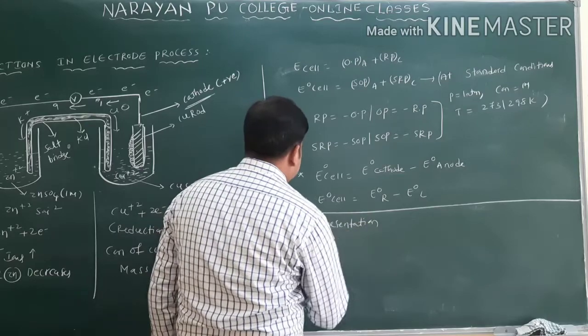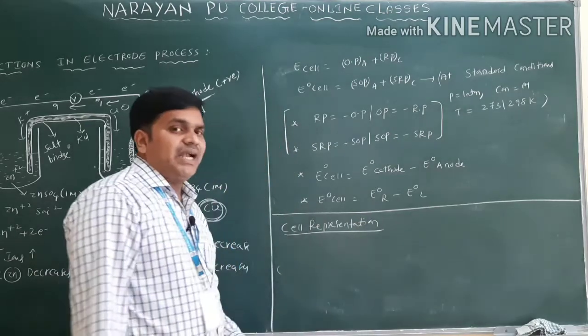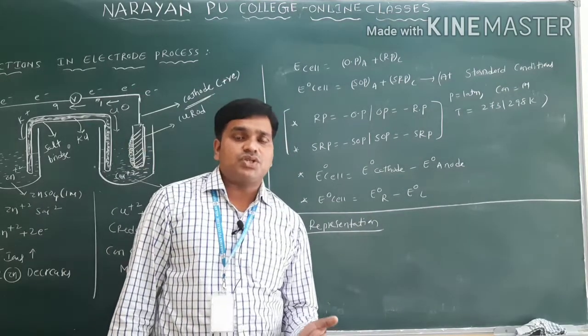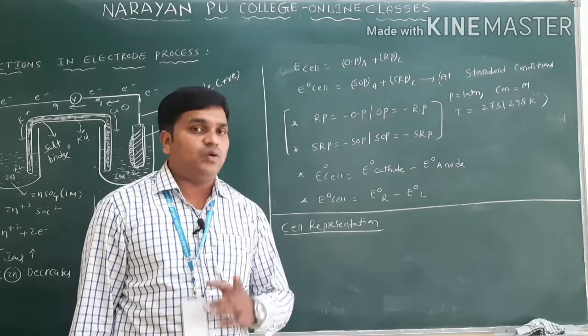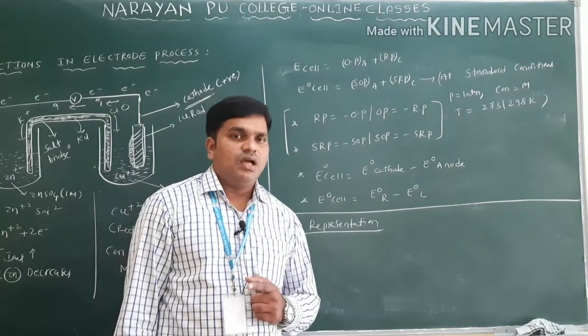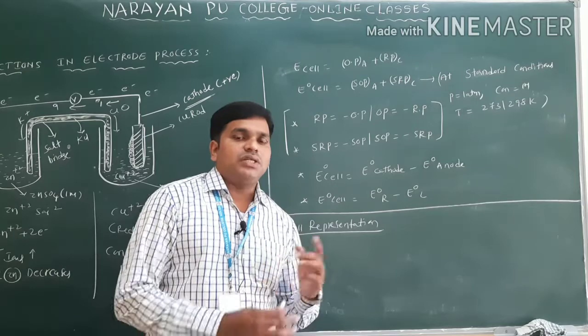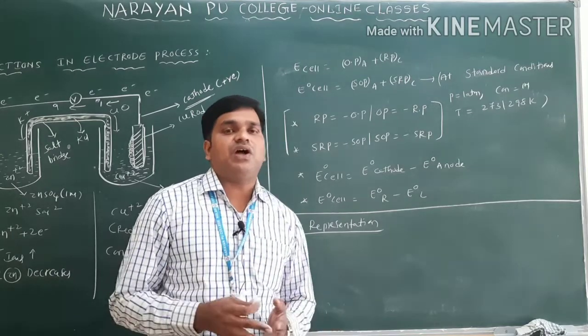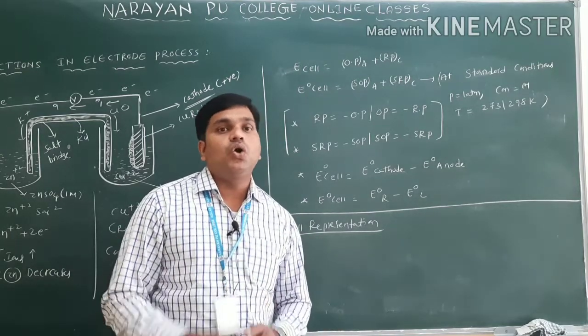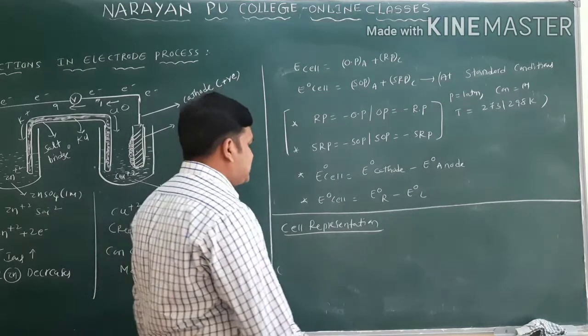How can you represent the cell only? Metal and the aqueous solution of the metal can be separated by one vertical line. Oxidation of the half cell and the reduction of the half cell can be separated by two vertical lines only. Clear?